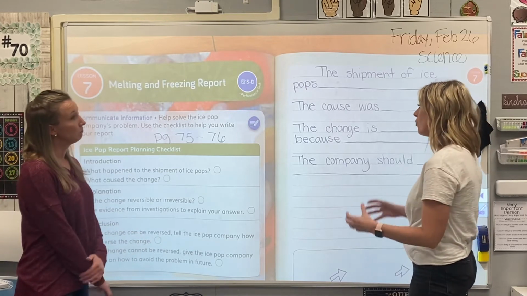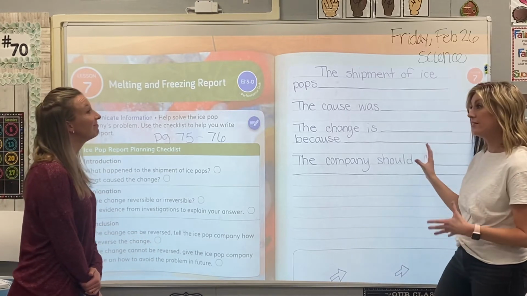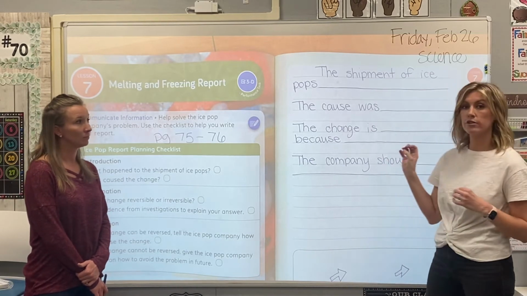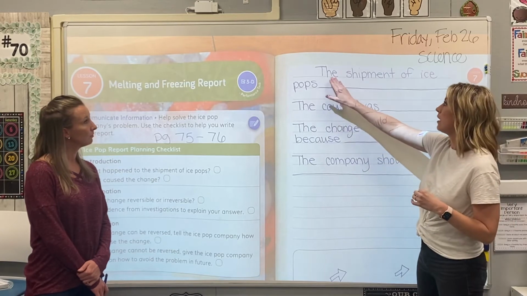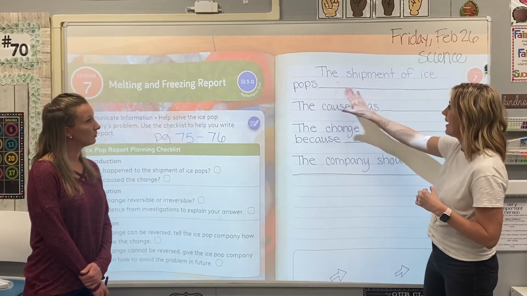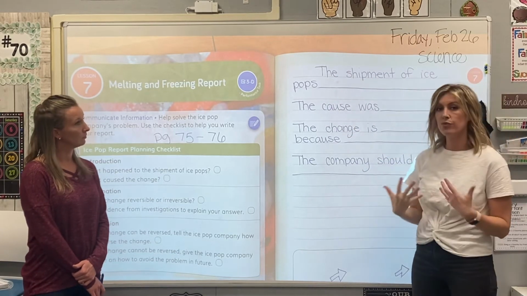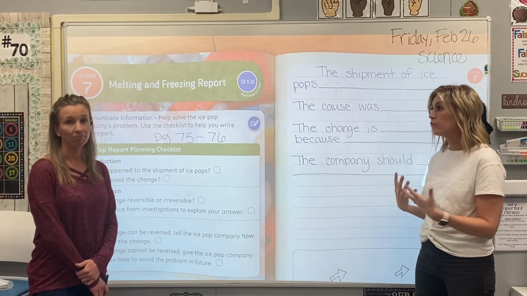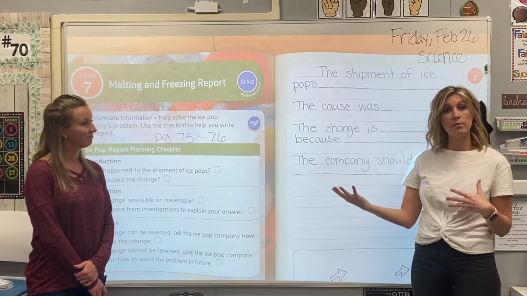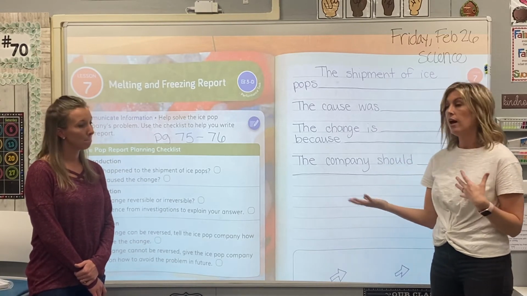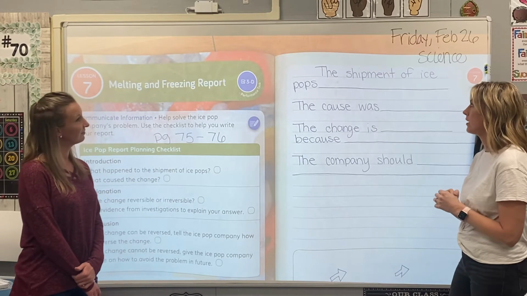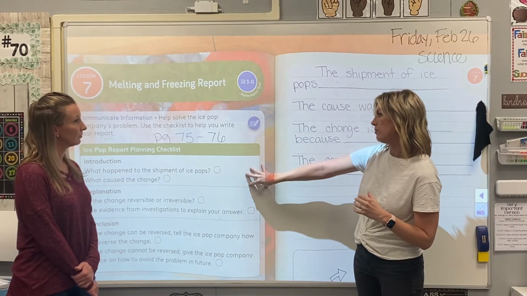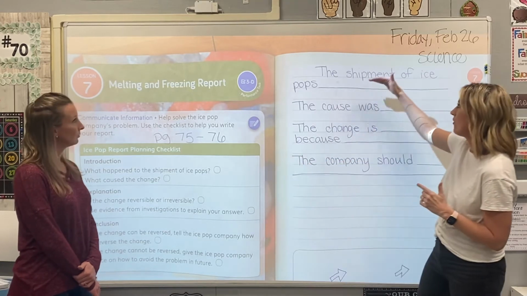All right, so we have already done some work for the kids to help them create their paragraph. We have what we call sentence starters here for you, where you're going to copy what we've already written down, but where this blank line is, you need to fill in the blanks with information that we are talking about, information that you know from our past experiments this last couple of weeks, and knowledge that you guys have on this topic. So, to answer our introduction here, what happened to the shipment of ice pops and what caused the change, we have our first two sentences.